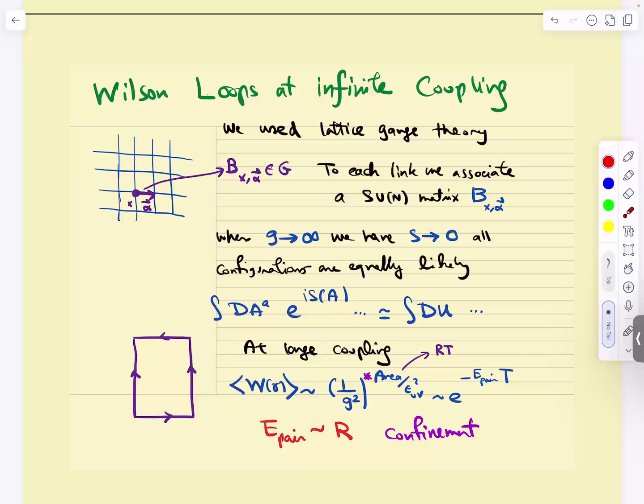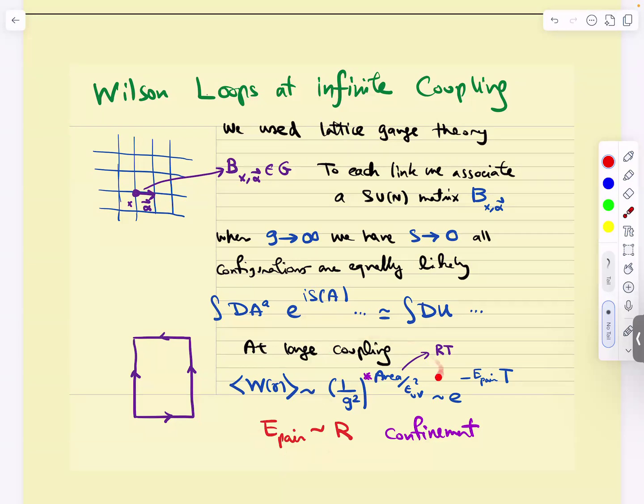So now there is an action. 1 over g squared sits in front of it. When g goes to infinity, what it means is that the action goes to 0. So in the path integral, the weight of each path becomes 1. It means that all field configurations are equally likely. What are the degrees of freedom you're path integrating over? These unitaries, these gauge fields. You have to path integrate over the unitaries with uniform measure. Such a thing is called a Haar random integral. And you're going to be doing a bunch of Haar random integrals in your homework.